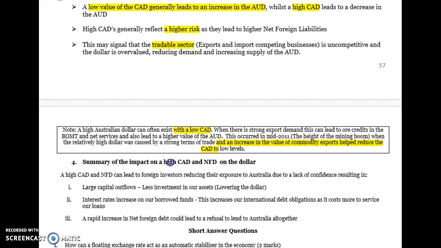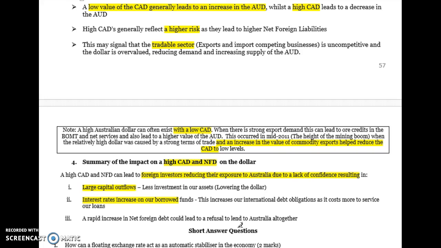So a summary of the impact of a higher CAD and net foreign debt on the dollar. A higher CAD and net foreign debt can lead to foreign investors reducing their exposure to Australia. They're likely to sell their investments in Australia. It's likely to lead to large capital outflows because they don't want to be invested in Australia. We also need to pay interest on our loans, so that can lead to more debits in the current account and therefore more supply of the Australian dollar. And it may lead to a refusal to lend to Australia altogether, so there'll be less capital inflow as well because we're not getting any money from overseas.